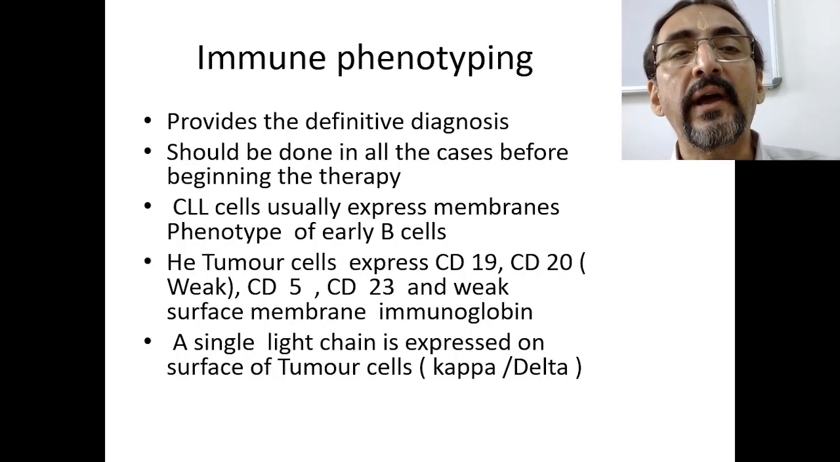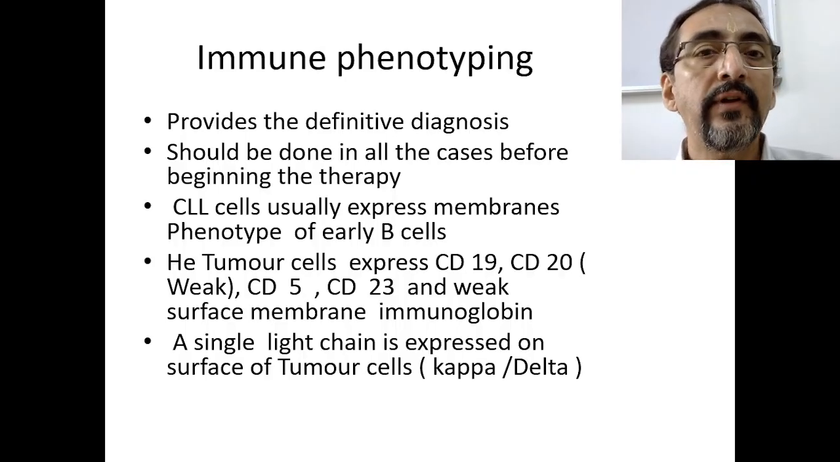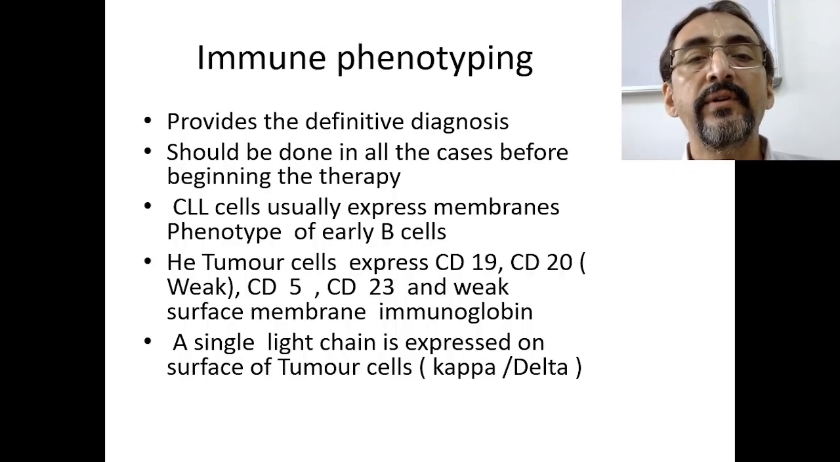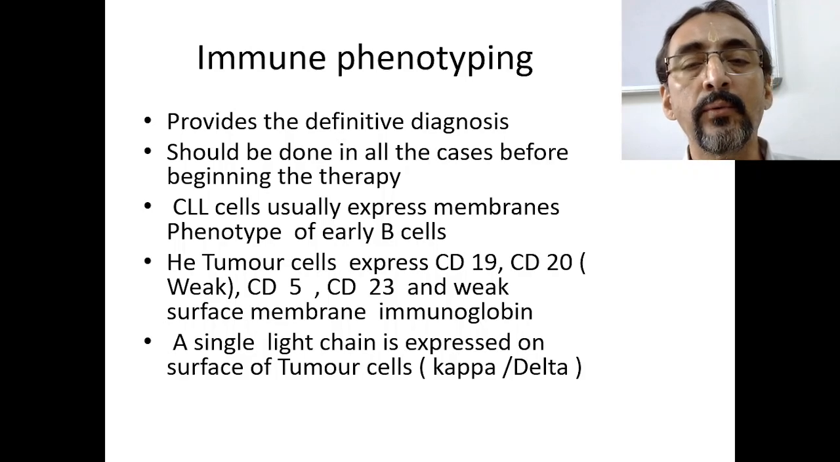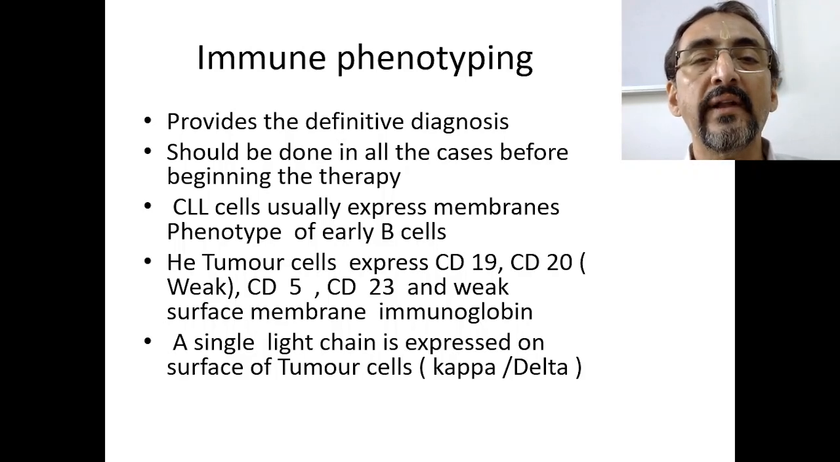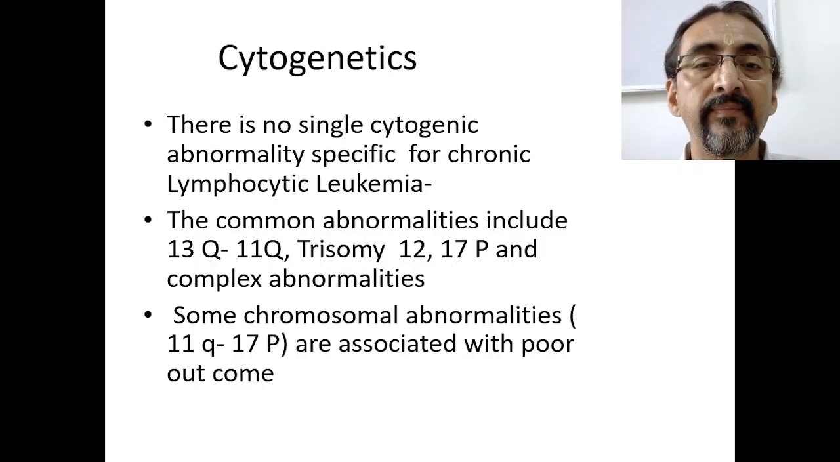Immunophenotyping provides the definitive diagnosis. Immunophenotyping should be done in all cases before beginning the therapy. CLL cells usually express a membrane phenotype of early B cells. So here the tumor cells express CD19, CD20 weakly, whereas CD5, CD23 and weak surface membrane immunoglobulins are expressed. So these are all diagnostic. A single light chain is expressed on the surface of the tumor cell, kappa or lambda.